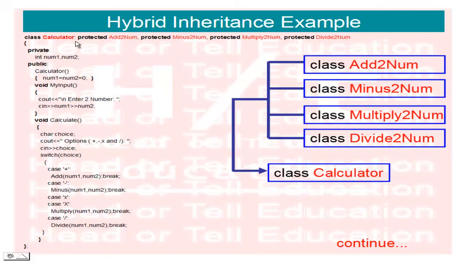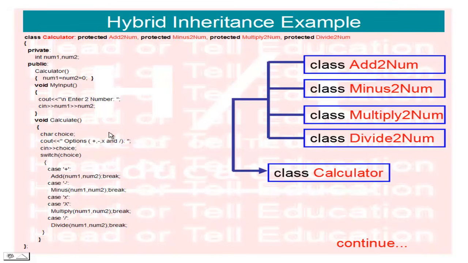Class calculator, using the protected access specifier: protected add two nums, protected minus two nums, protected multiply two nums, protected divide two nums. Here I have created two integer variables using the private access specifier. Now the public functions: we have one constructor, calculator, which initializes both variables to 0 by default. Next, we have one public function, my input, asking for two numbers from the user.